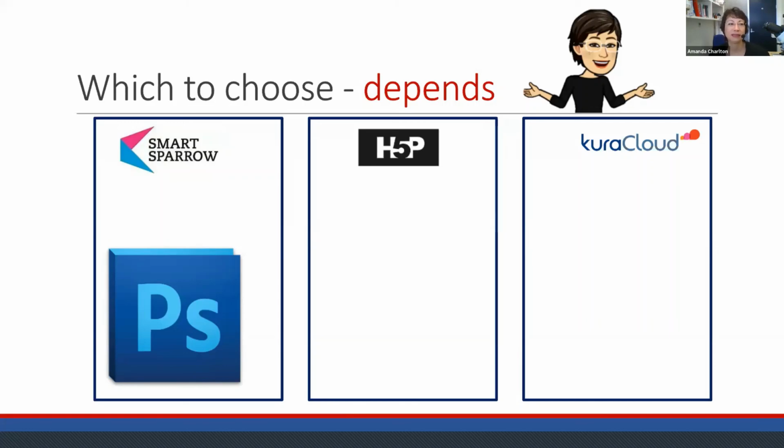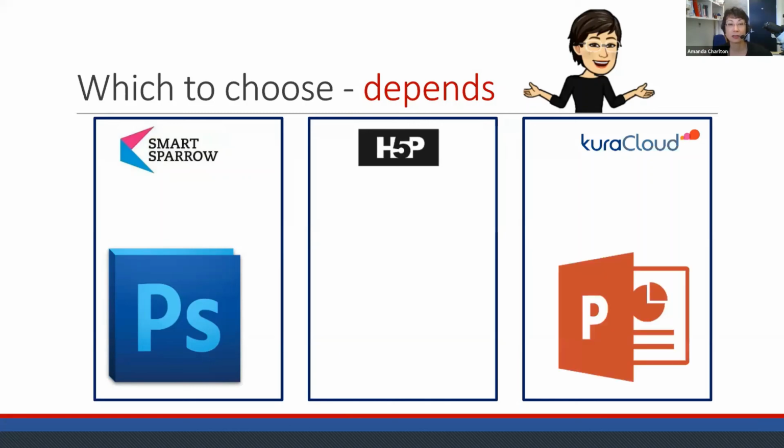I think it's best for completely online courses with the help of a learning designer. With the help of a learning designer, you could create a personalized adaptive learning experience, which is not possible in H5P and Kura Cloud. Kura Cloud, in contrast, is quick and easy to use, like PowerPoint. It's got limited adaptivity and analytics. I think it's best for blended, where you do the higher order thinking skills in the face-to-face session.